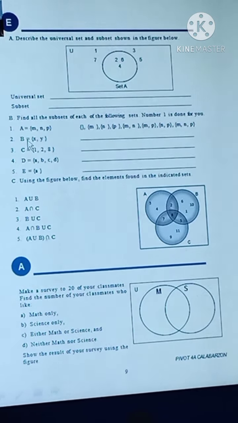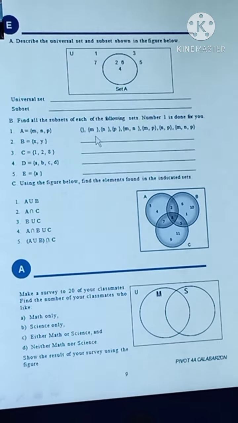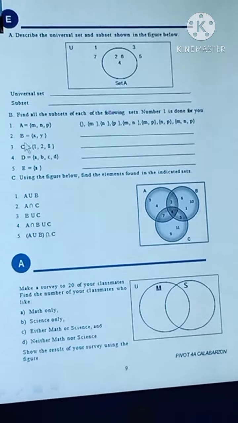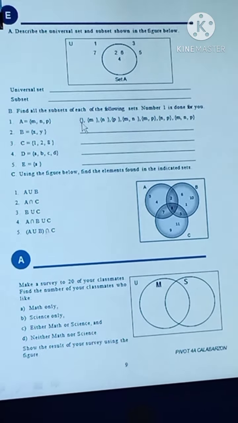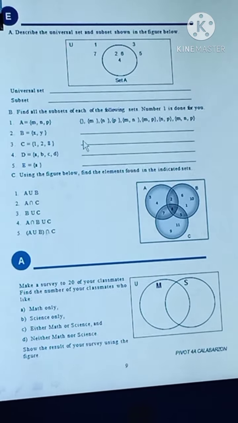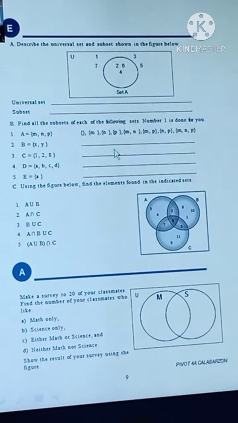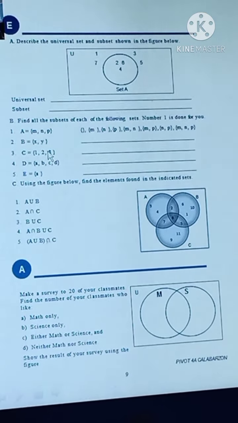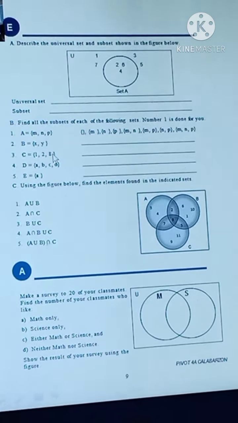Number 2, B is equal to empty set. Tapos, X, then Y. Then, XY. Yun lang. Number 3, C: 1, 2, 8. Of course, you will have the null set again. Sulat mo dito, then 1, then 2, then 8. So, combination: 1, 2, and 1, 8. Then, meron pa, 2, 8. Okay? Then 1, 2, 8. Ang last nyo.